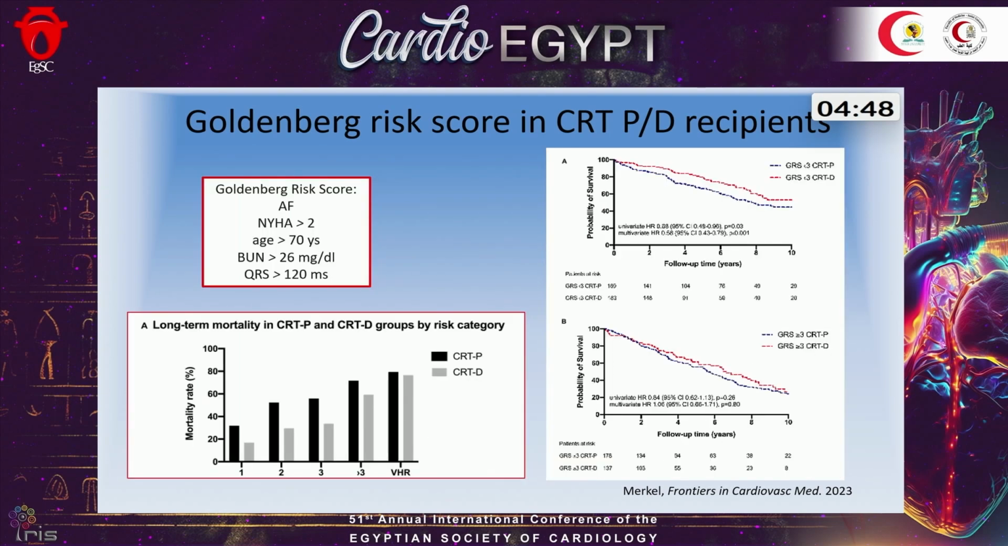Which are these risk factors? Atrial fibrillation, higher NYHA class, higher age, renal failure, and the wide QRS. And here you see the mortality rate, which shows that the CRTD has a lower mortality in the low risk group, and in the high risk group, the mortality difference between CRT pacemaker and CRTD is getting smaller.